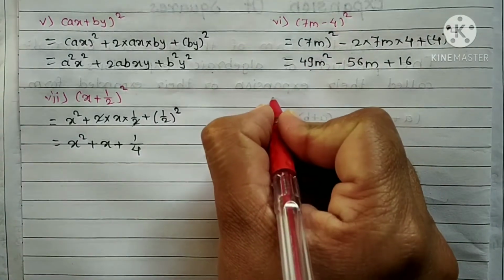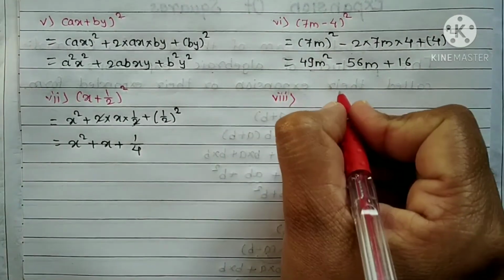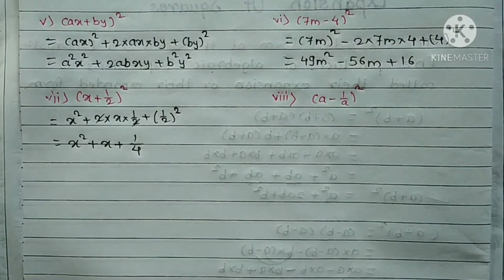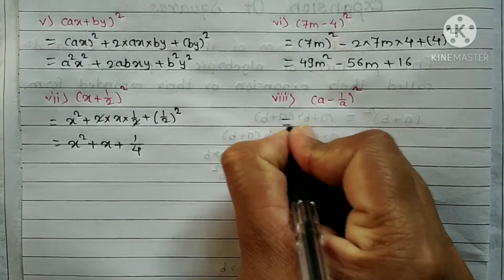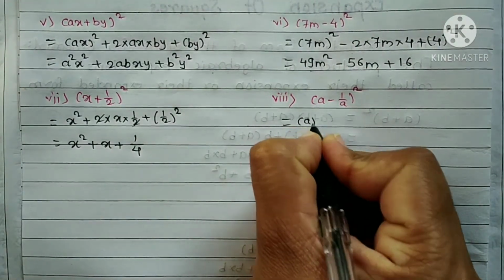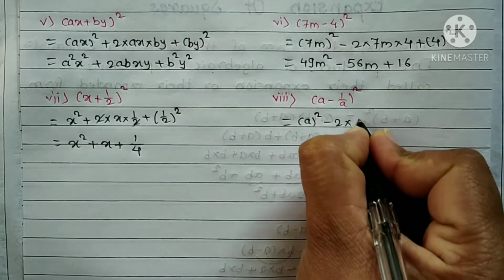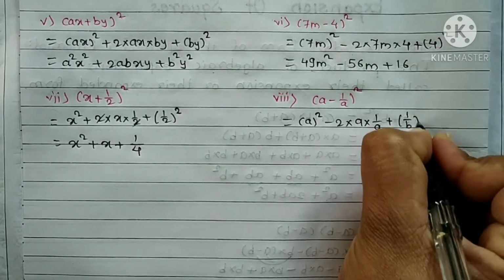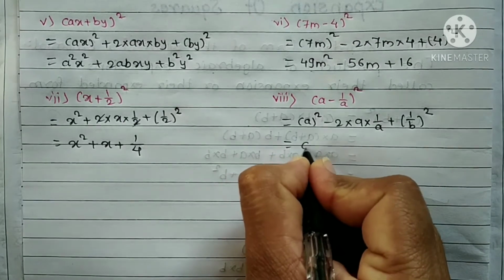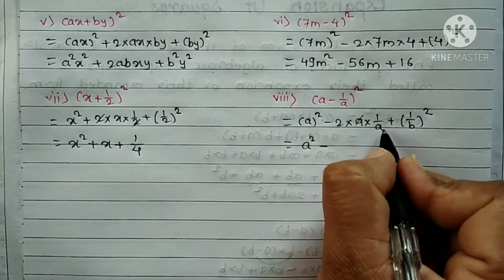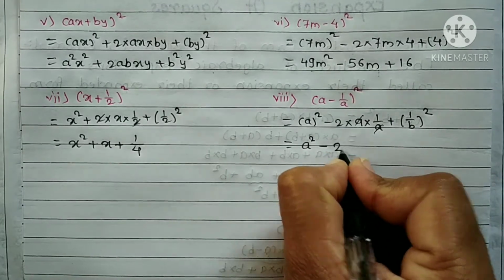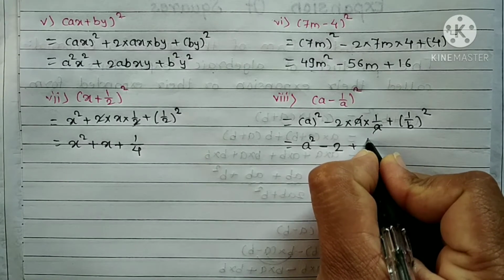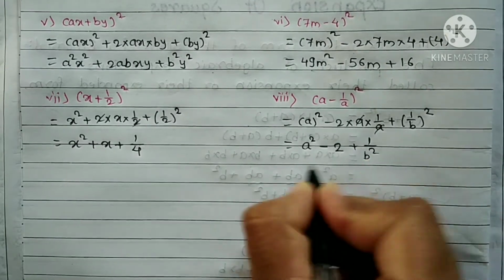Now last, that is (a minus 1/a) bracket square. See here how to solve. First we write down the square of the first term, that is a square, minus 2 into the first term into the second term, plus the square of the second term. Here a square minus, a gets cancelled, remains only 2, plus (1/b) bracket square, that is 1 square upon b square. 1 square is 1, so 1 upon b square. This is the answer.